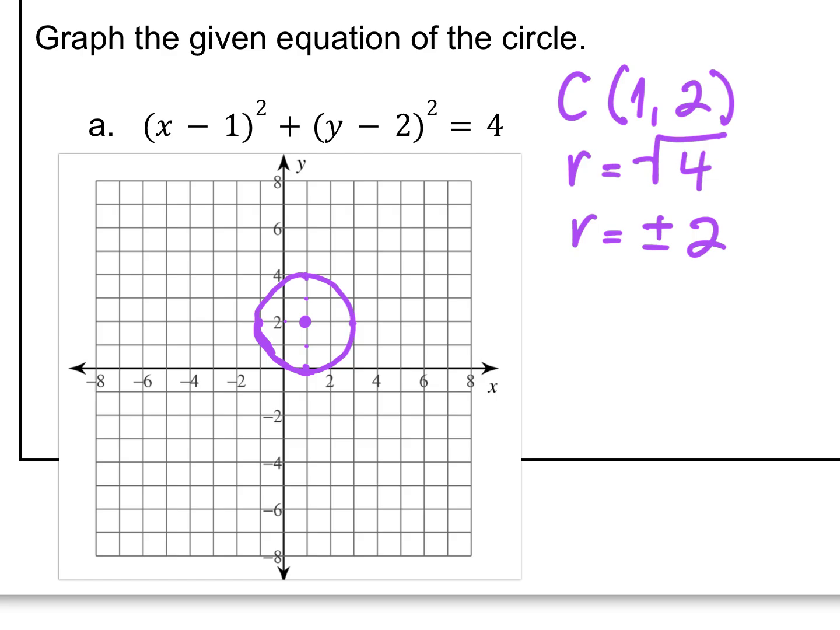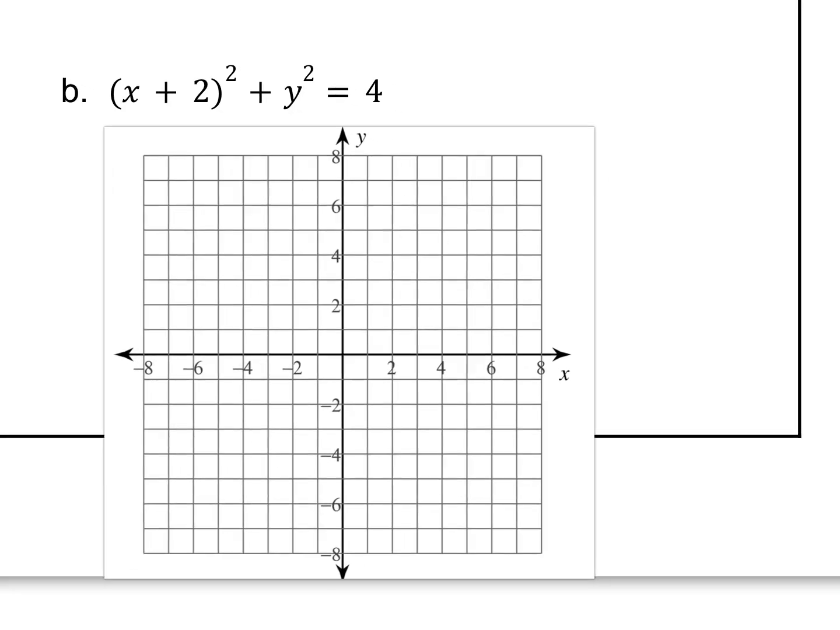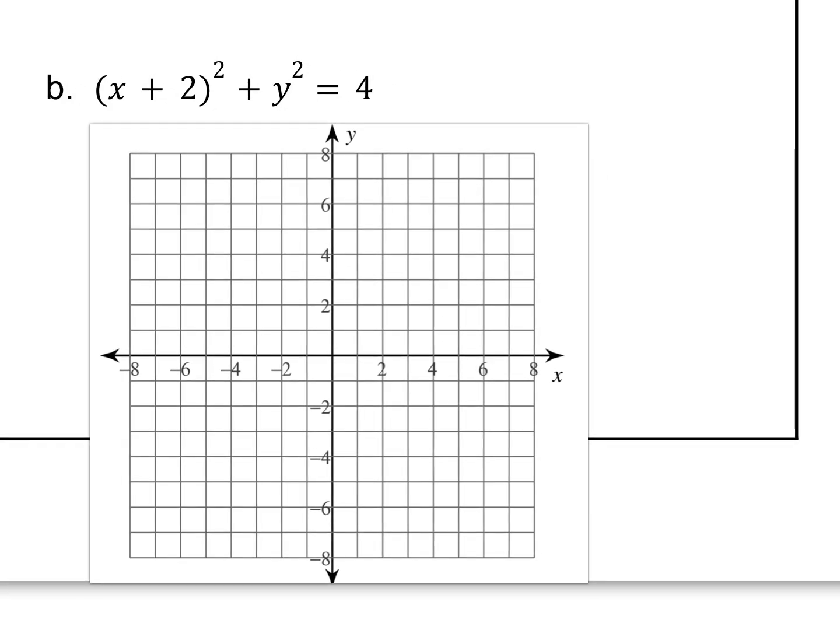Okay, let's try letter B. So (x + 2) squared plus y squared is equal to 4.